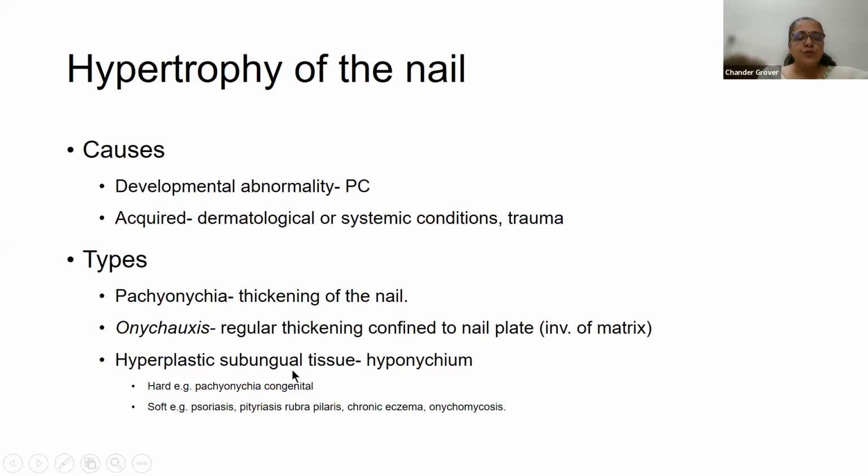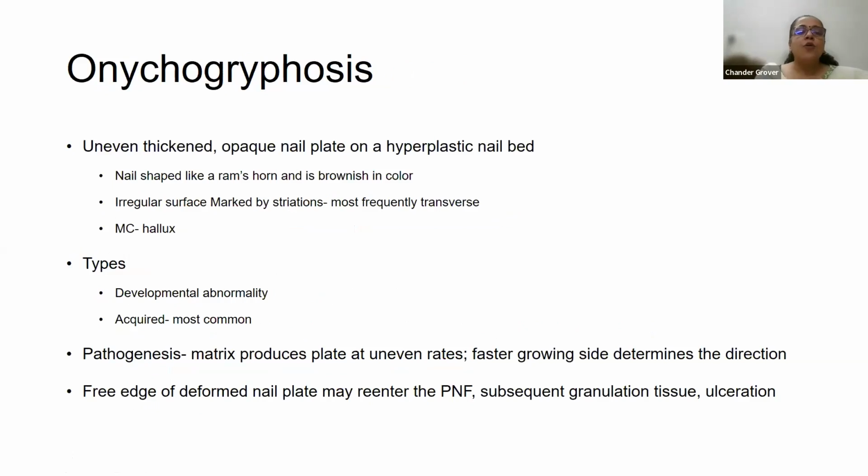Hyperplastic subungual tissue, what we call subungual hyperkeratosis, which affects the hyponychium, can also cause nail hypertrophy. So subtle changes, subtle differences between these terms can lead you in an altogether different direction. That is why it is important to recognize them.